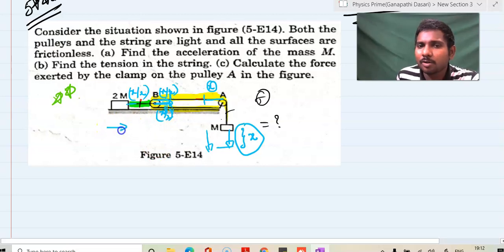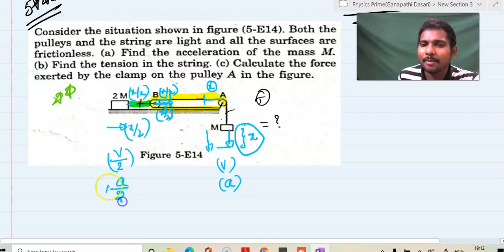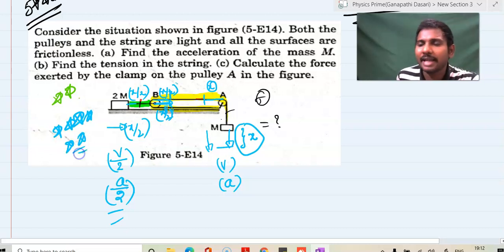This 2m block goes x by 2 distance forward when the m block goes x distance. If the m block has a velocity v, this 2m block will have a velocity v by 2. If the m block has an acceleration a, this 2m block will have an acceleration a by 2. This is one important high quality point that you need to apply when multiple strings are there in these constrained motion problems in pulley systems.